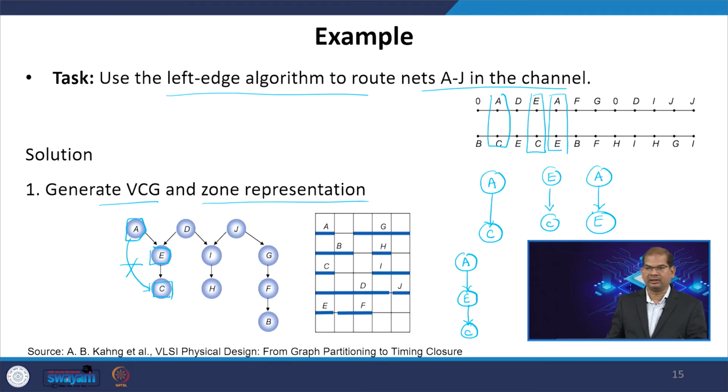So, what is there in the graph? Now what we are doing is the zone representation. A has this zone, then G has this zone, like that. These are the zone representations.